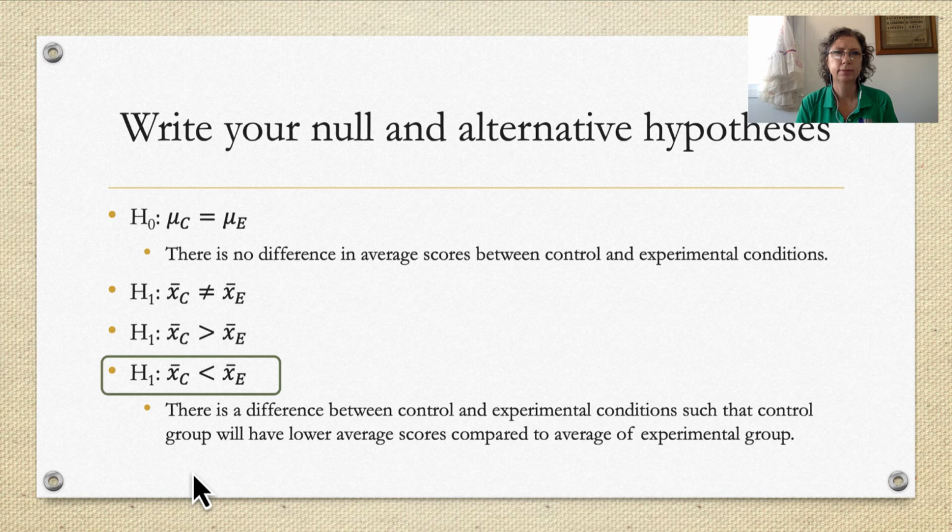The last one. There is a difference between control and experimental conditions, such that the control group will have a lower average score compared to the average of the experimental group.